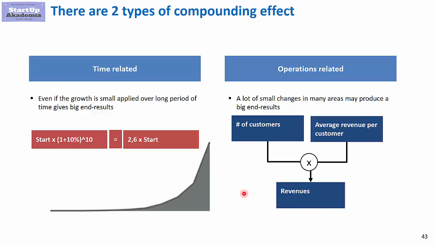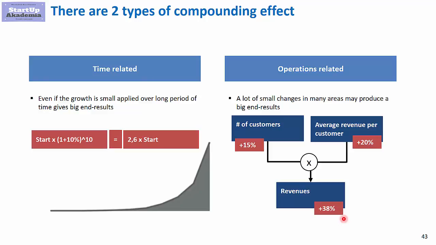So let's assume that we are looking at the revenue of the company. That depends on the number of customers and the average revenue per customer. If we increase the number of customers by 15% and then the average revenue per customer by 20%, this gives us the increase in revenue by 38%. So if you have two areas, this is what you can produce.